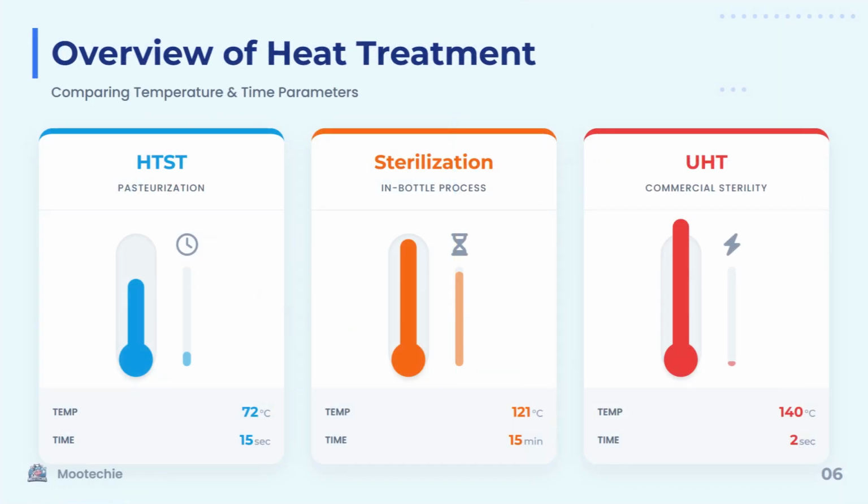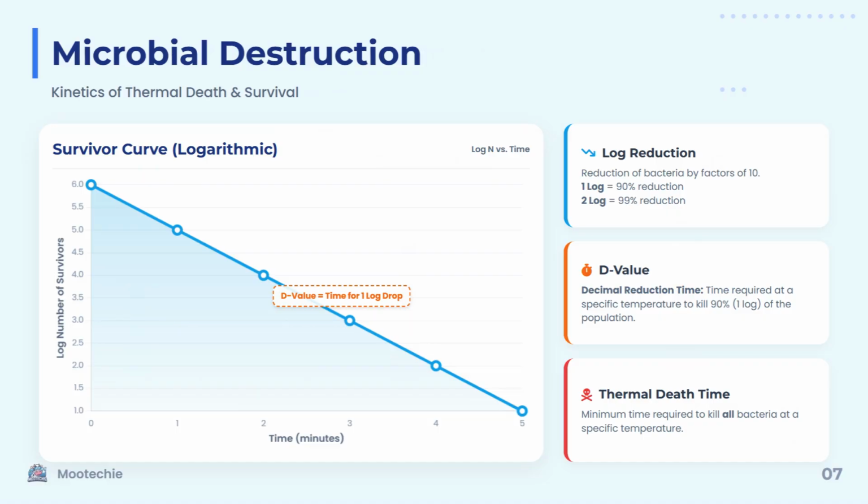Let us compare the major heat treatment methods. HTST pasteurization, 72 degrees Celsius for 15 seconds, designed to destroy pathogens while preserving quality. In-bottle sterilization, 121 degrees Celsius for 15 minutes, achieves commercial sterility but may affect flavor. UHT processing, around 135 to 140 degrees Celsius for 2 to 4 seconds, provides commercial sterility with minimal holding time. As temperature increases, time required decreases. This is the temperature-time relationship principle.